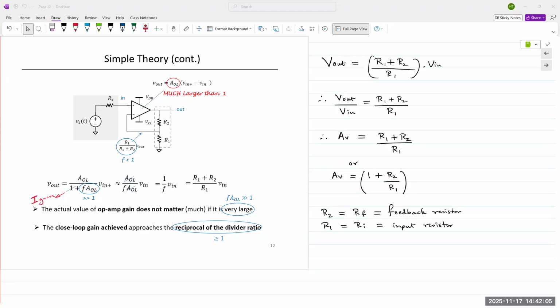No, this would be AV. The open loop gain for an op amp means just the op amp by itself. This output is not being fed back into the input, so it's completely open loop. And this is a circuit we create with external resistors.